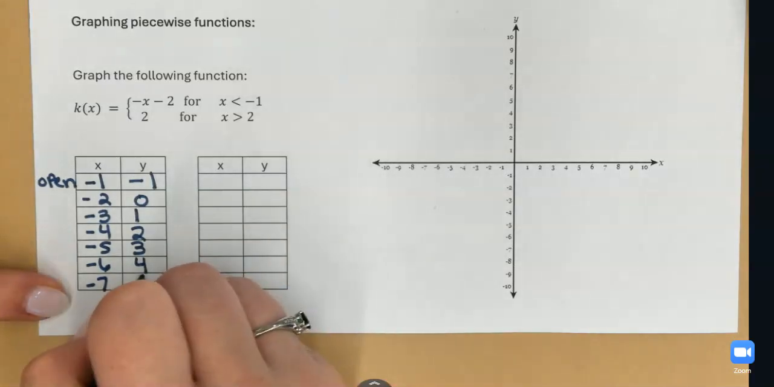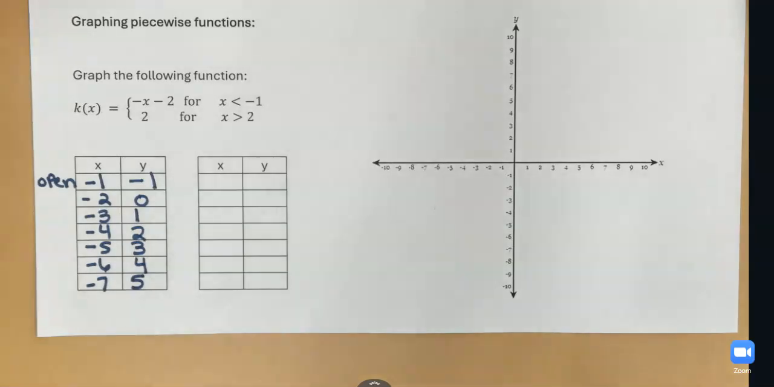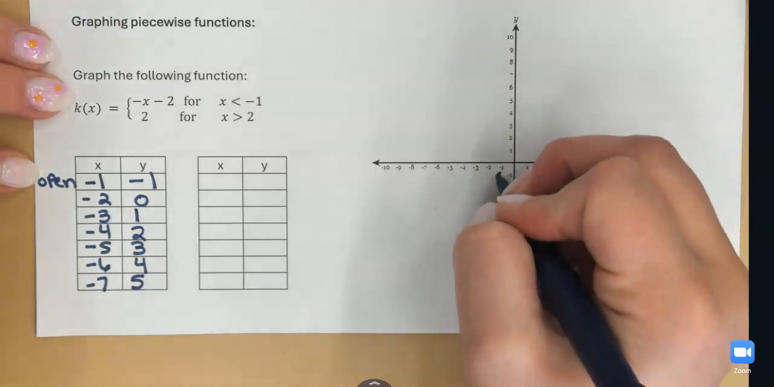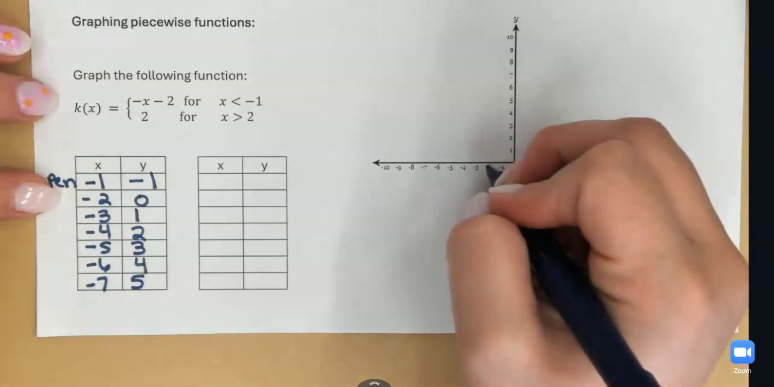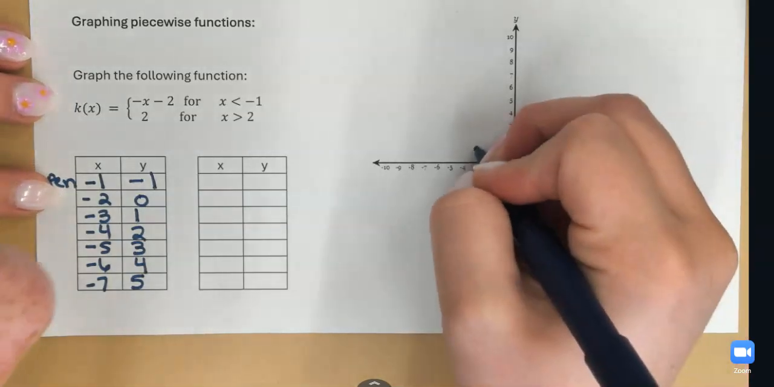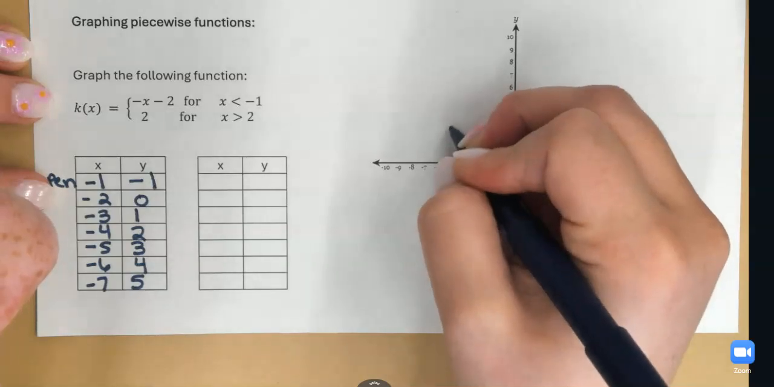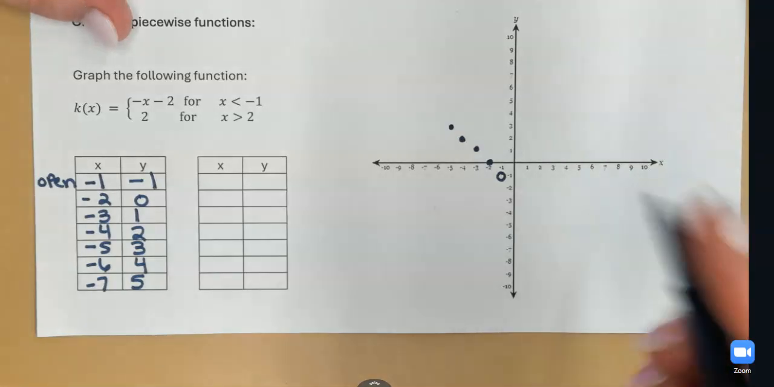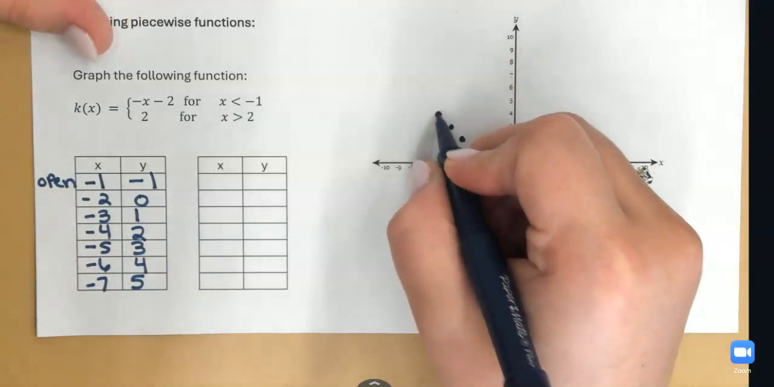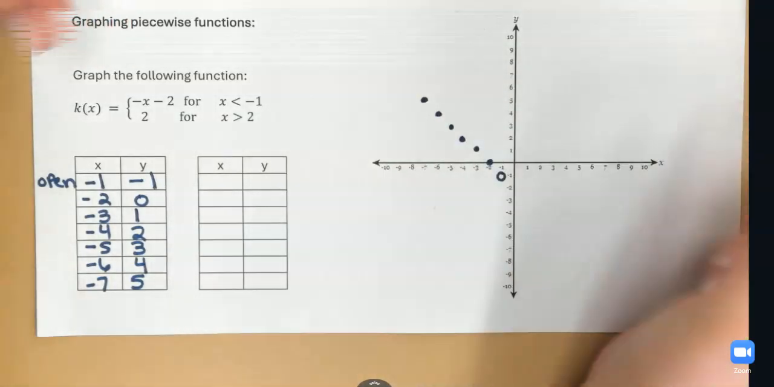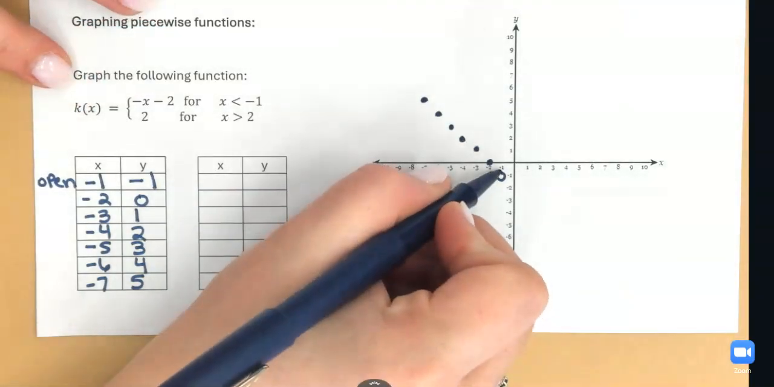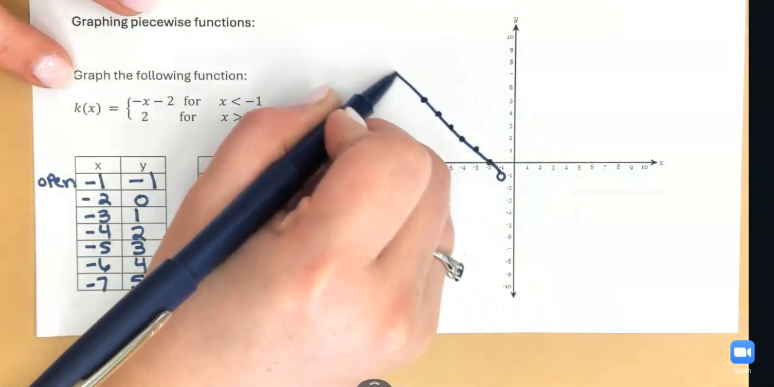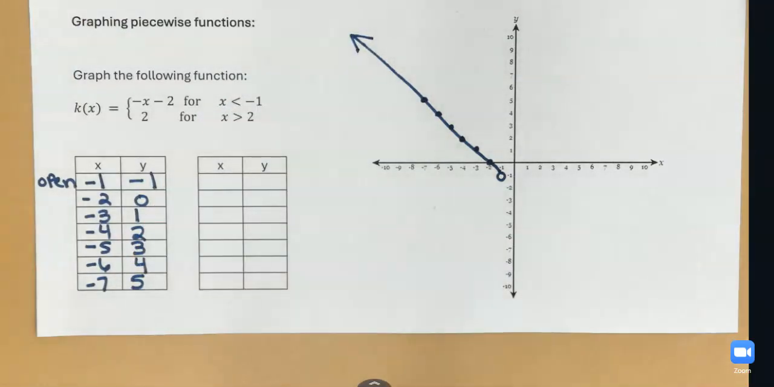Negative 7's output is 5, and that would continue on. So I'm going to go ahead and graph that, starting with my open circle at the point -1, -1, and then I'm going to graph my other points. This graph got really light, but that is going to be going on forever, and so I'm going to indicate that with the arrow. There is the first part of my graph.